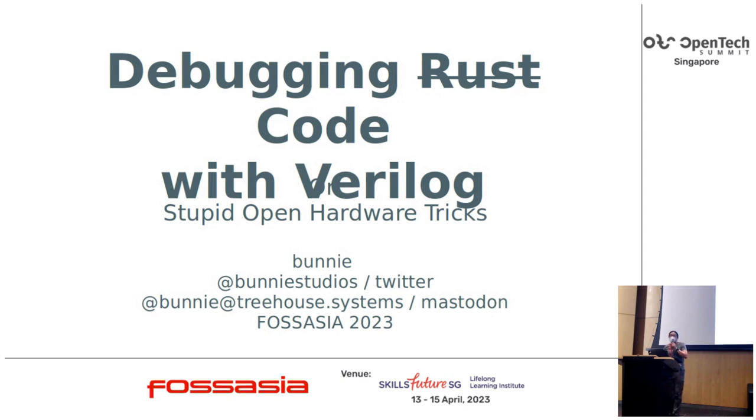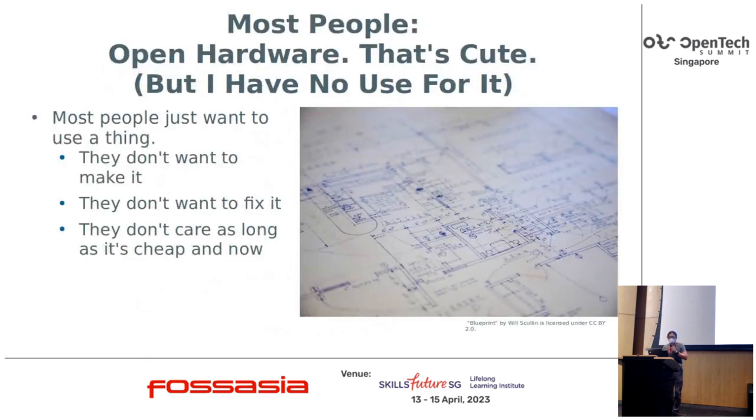Anyway, so the topic of the talk is debugging Rust, actually just generic code, with Verilog. If people don't know what Verilog is, it's a language for describing hardware. It's basically in the line of stupid open hardware tricks, trying to explain a little bit what open hardware is.